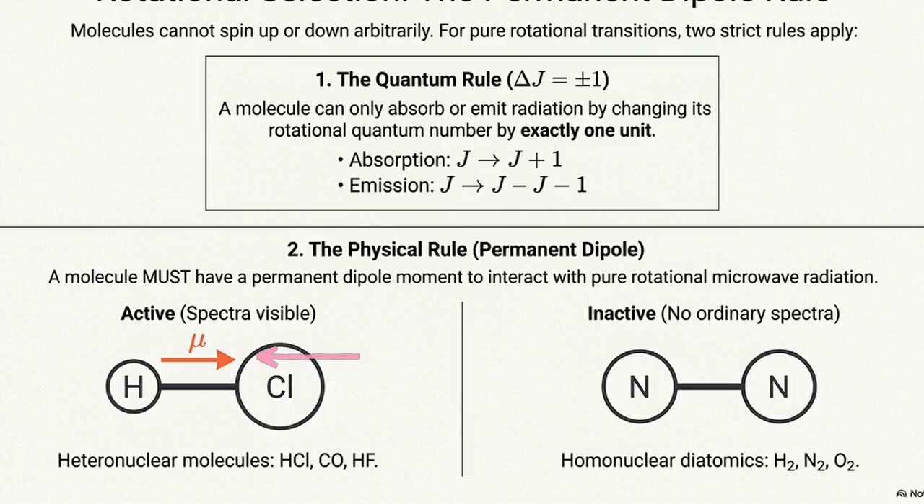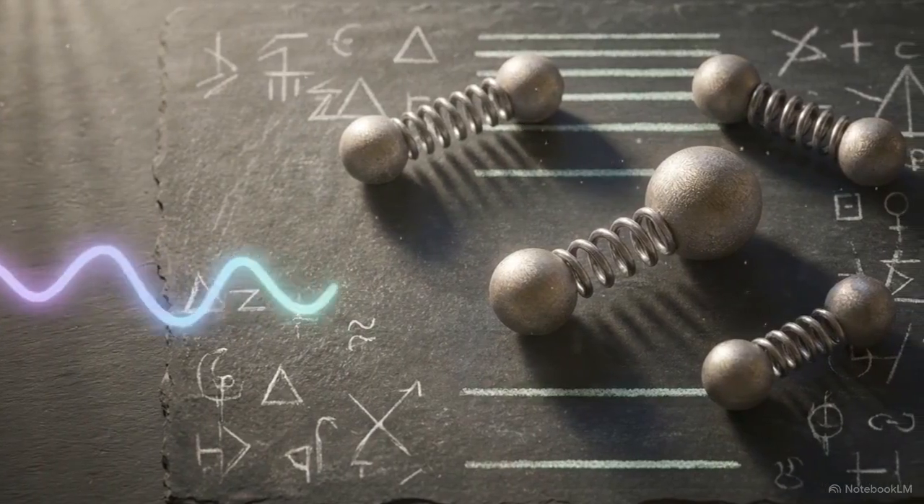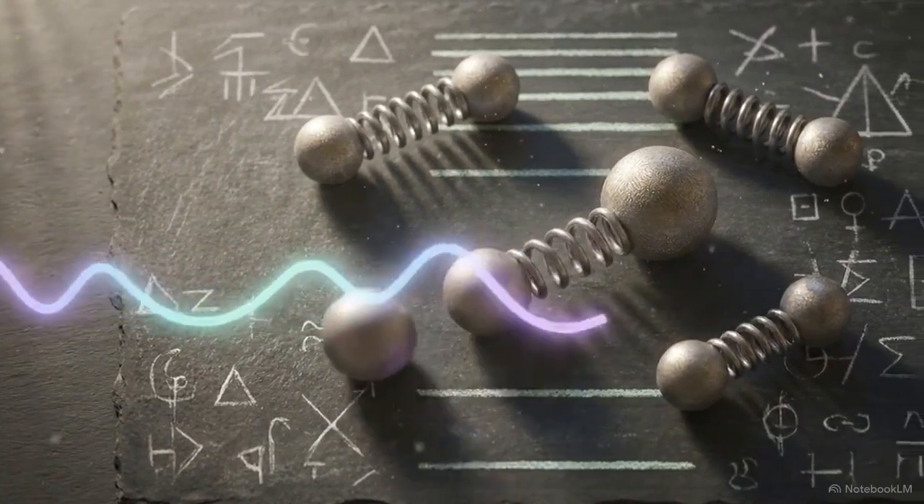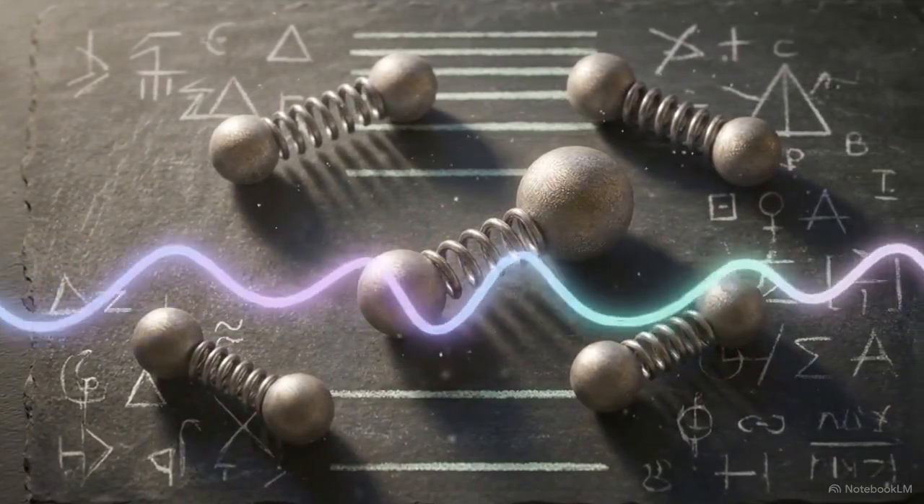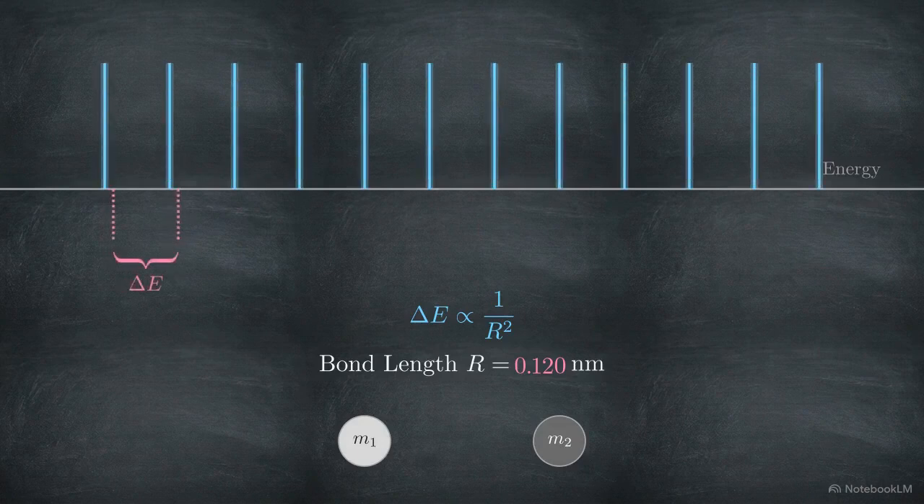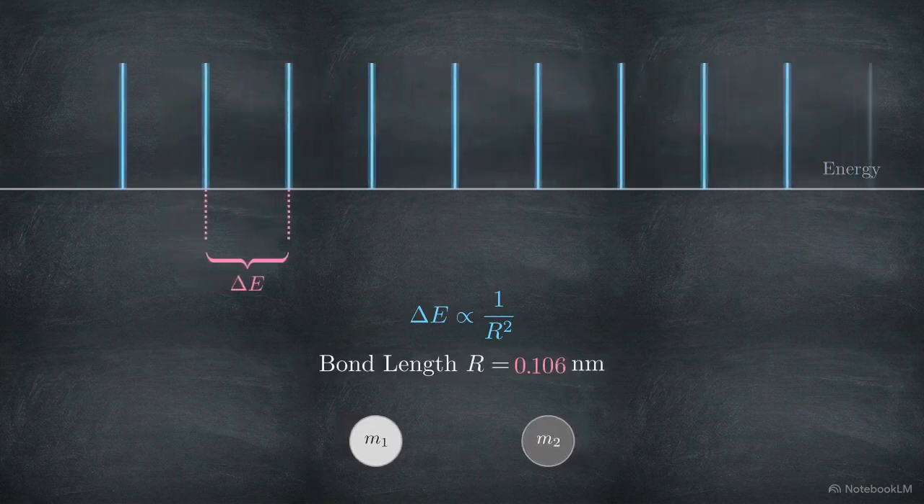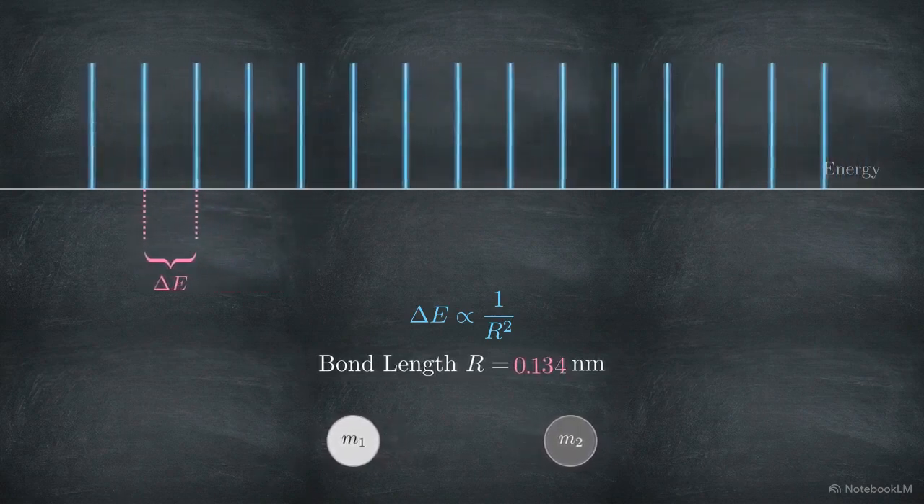An electric field can only rotate a molecule if it has an asymmetrical charge distribution, a permanent dipole. Because common homonuclear atmospheric gases like nitrogen and oxygen lack this permanent dipole, they are rotationally invisible to microwave radiation. Because the energy spacing relies so heavily on that moment of inertia, reading a molecule's specific microwave spectral lines provides a direct mathematical method to calculate the exact sub-nanometer bond distance between its atoms.